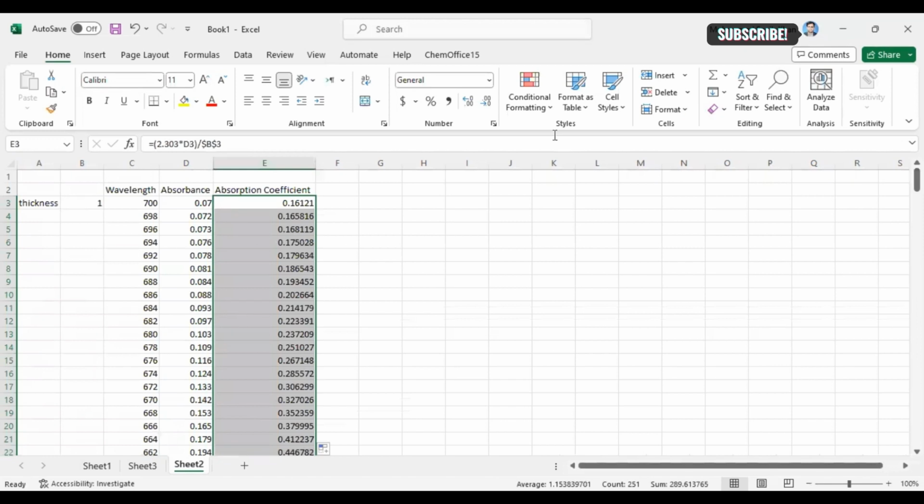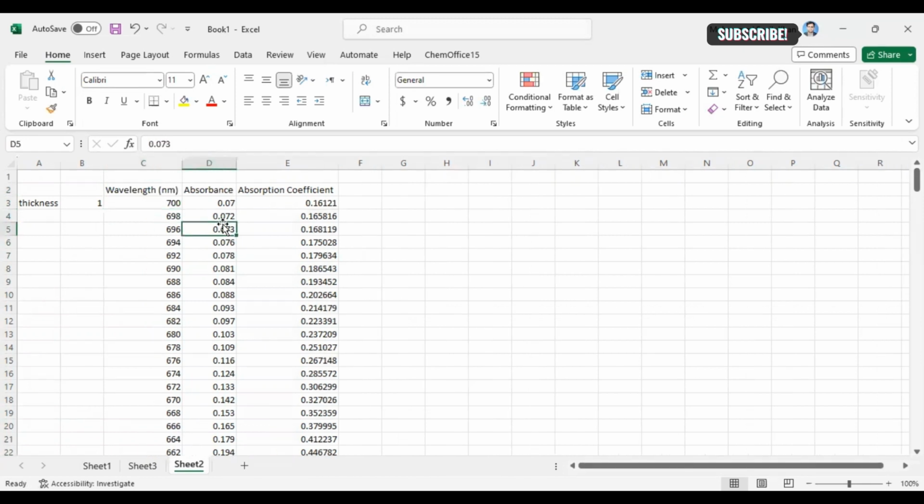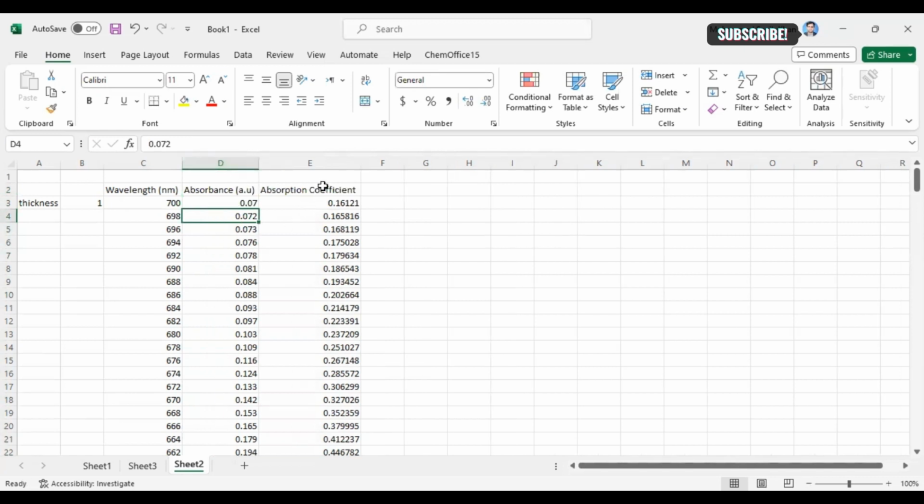Okay, so this is wavelength. Wavelength is in nanometer. So this is our wavelength. This is our absorbance. Absorbance value is arbitrary unit. So we'll write it as A and the coefficient. Now, as we calculated the alpha, we will calculate the optical density.